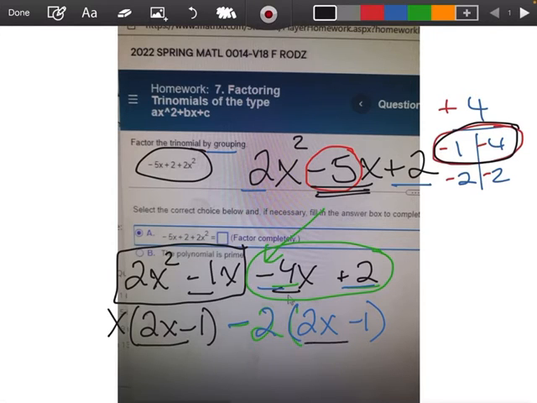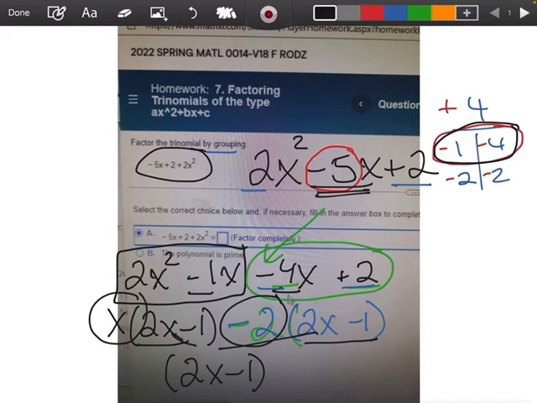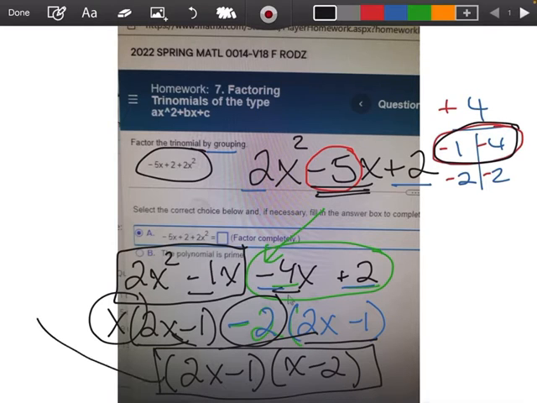Now, when this piece and this piece match up, we know we did that right. That's going to be a 2x minus 1. These two collapse into one factor. This piece with the other one gives me my second factor. And so now we're done. That would be my answer that I would write in right there.